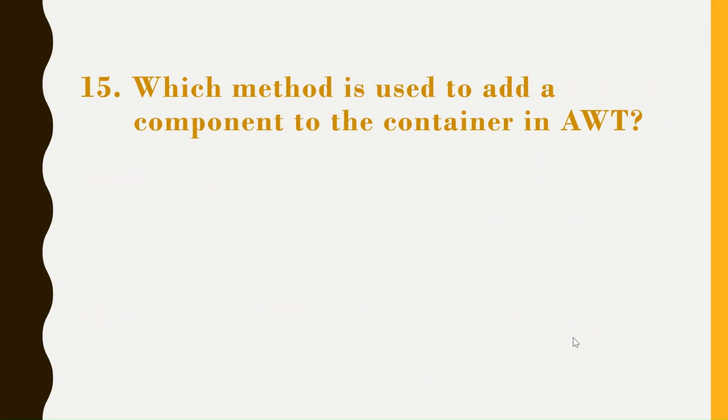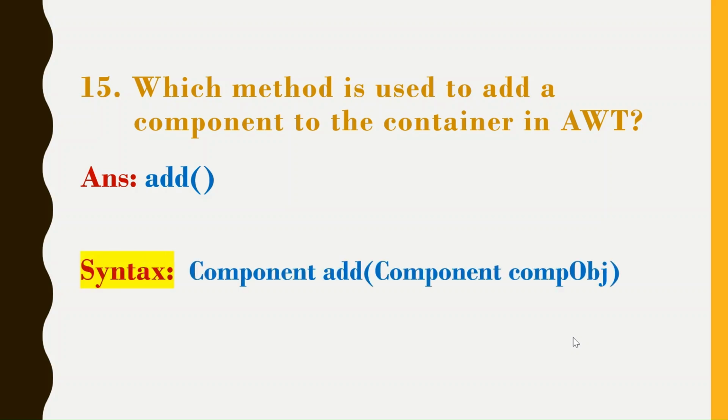Which method is used to add a component to the container in AWT? We have a method called add. This method is used to add components to the container. The syntax is add of a component object. Suppose I want to add a button. You need to create a Button class object and pass that button object as a parameter for this add method, which returns a component.